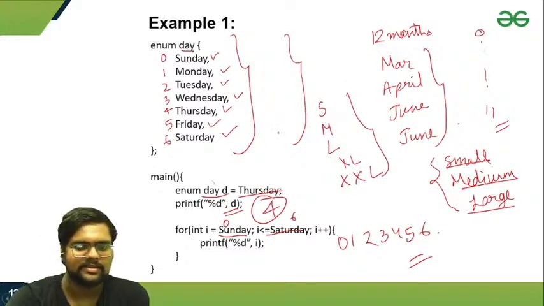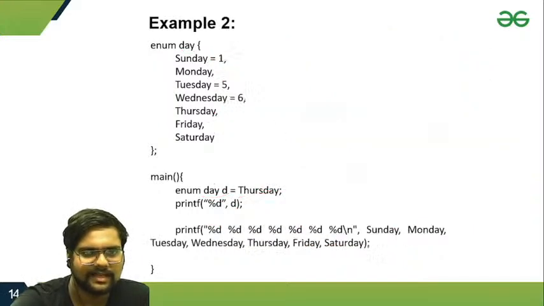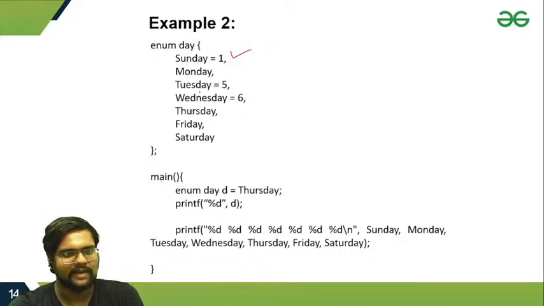Okay. So there is one important thing. Let's see that in example 2. We can also give the constant value at the time of enum declaration. Means we can assign 1 to Sunday, 5 to Tuesday, 6 to Wednesday. But what will be the other values that get initialized? They will be initialized by one more than the previous one. So here Sunday is 1.